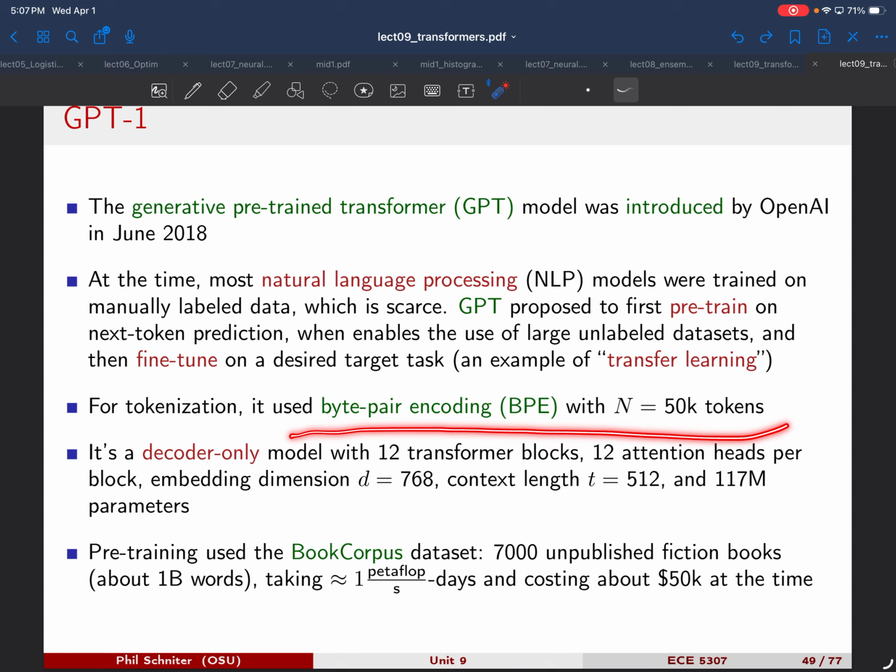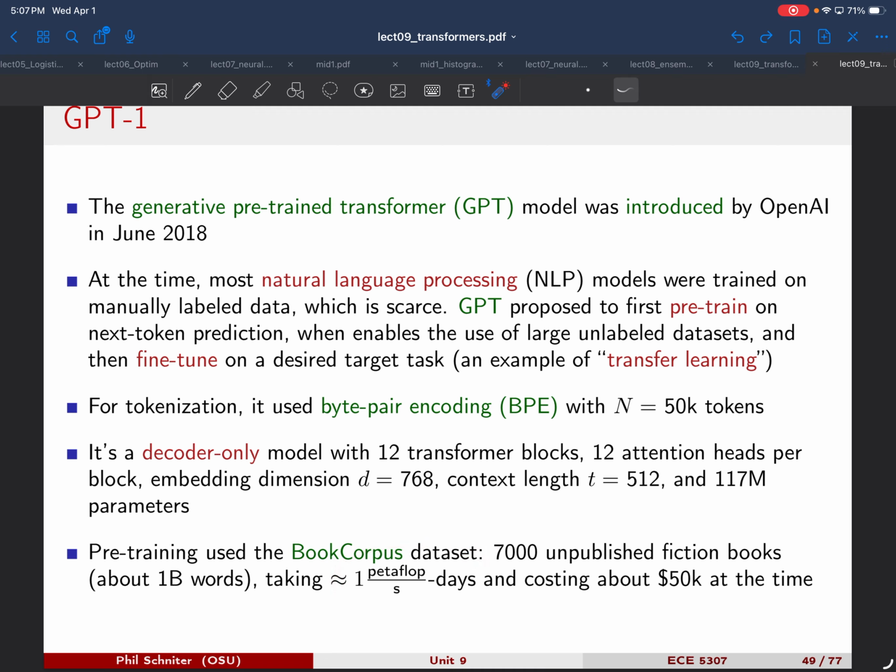So: byte pair encoding with 50,000 tokens, a decoder-only model, so autoregressive, with 12 transformer blocks and 12 attention heads per block. Embedding dimension was only 768. Context length was 512 tokens, and it had 117 million parameters. They trained it on the BookCorpus dataset, which had 7,000 unpublished fiction books, about 1 billion words. And this took approximately 1 petaflop per second-day.